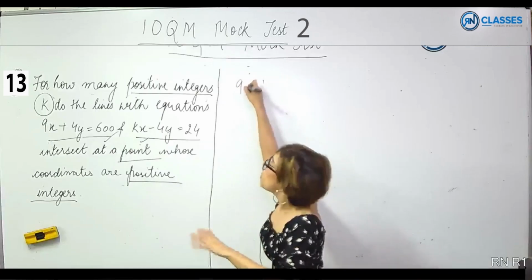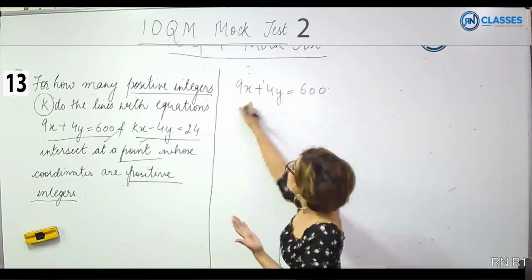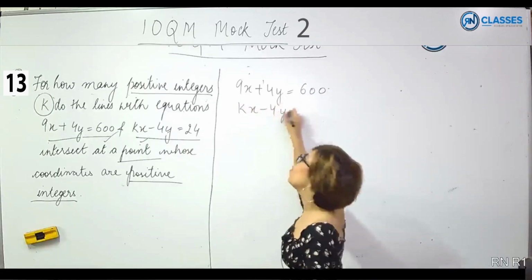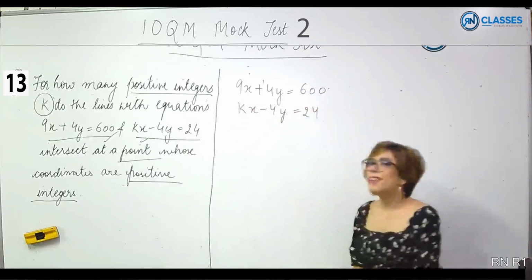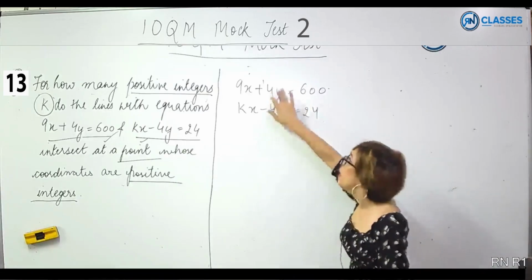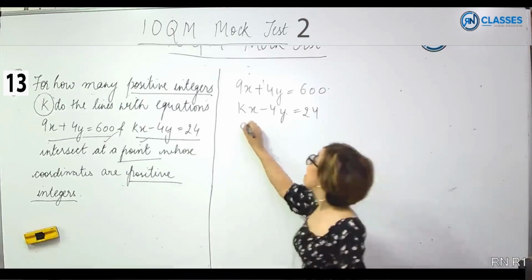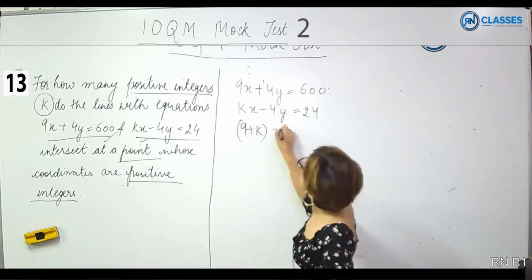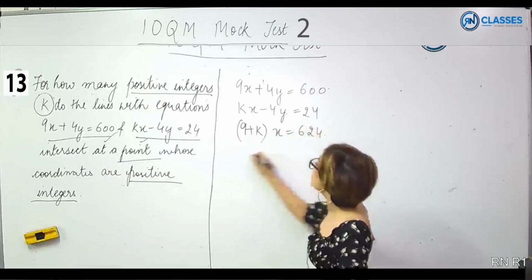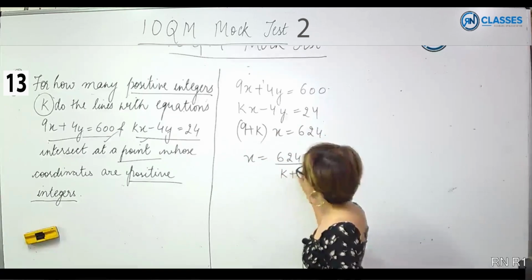Right? Now, my equation is 9x plus 4y equal to 600. And the other one is kx minus 4y equal to 20. Now, what is that one very tempting thing to do over here? Right? Now, 4y minus 4y. Obviously, I would like to add the equations. So, this becomes 9 plus k into x. That is 624. So, x turns out to be 624 divided by k plus 9.